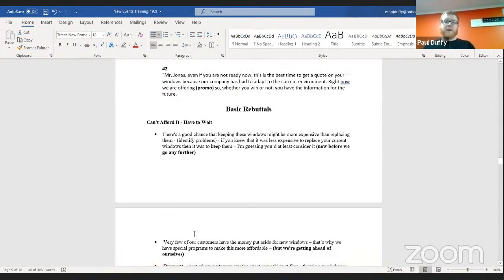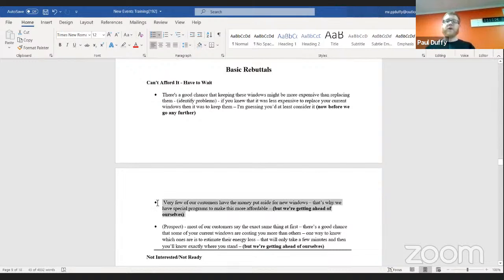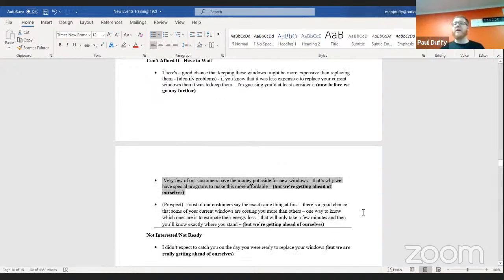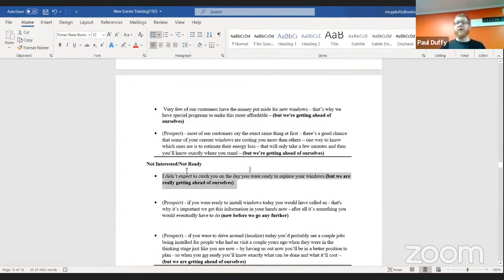Okay, can't afford it. Number one, this one right here is the one that we're going to go over. "Very few of our customers have money put aside for new windows, so I can't afford this right now." Again, the first rebuttal that I'm doing, even for can't afford it, would probably be this right here. "Well, of course, you didn't expect to see me here at the store today, sir."